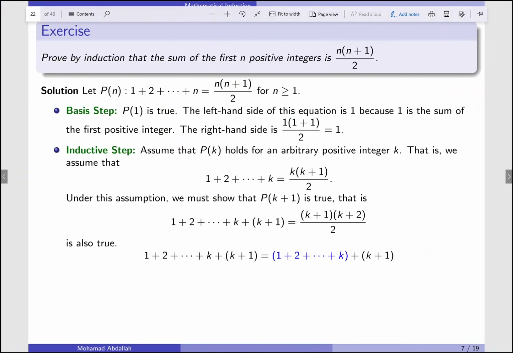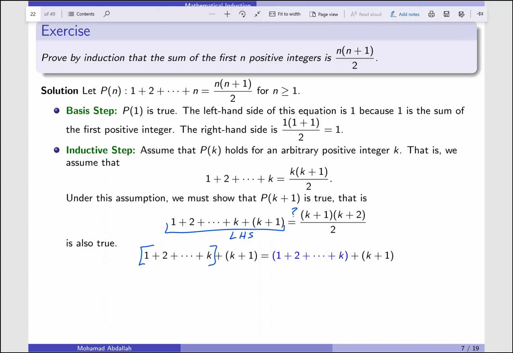So let's take a look at the left-hand side. As I said, I'm going to show that this is equal to this. I'm starting from the left-hand side, and I hope that I will be able to reach the right-hand side. Now, the left-hand side is 1 plus 2 plus up to k plus 1. Now, we want to rearrange the terms. So I'm taking these terms together.